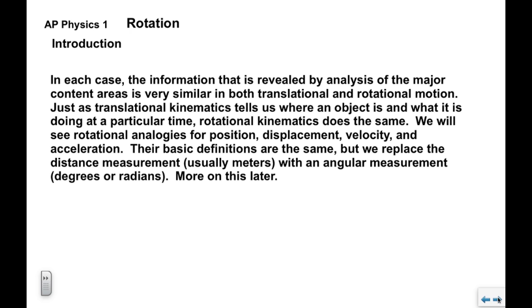Just as translational kinematics tells us where an object is and what it's doing at a particular time, rotational kinematics will do the same. We'll see rotational analogies for position, displacement, velocity, acceleration. Their basic definitions are the same, but we replace the distance measurement, which is usually meters, with an angular measurement, which is typically radians. We can also look at it with degrees or rotations. We'll take a much closer look at that later.